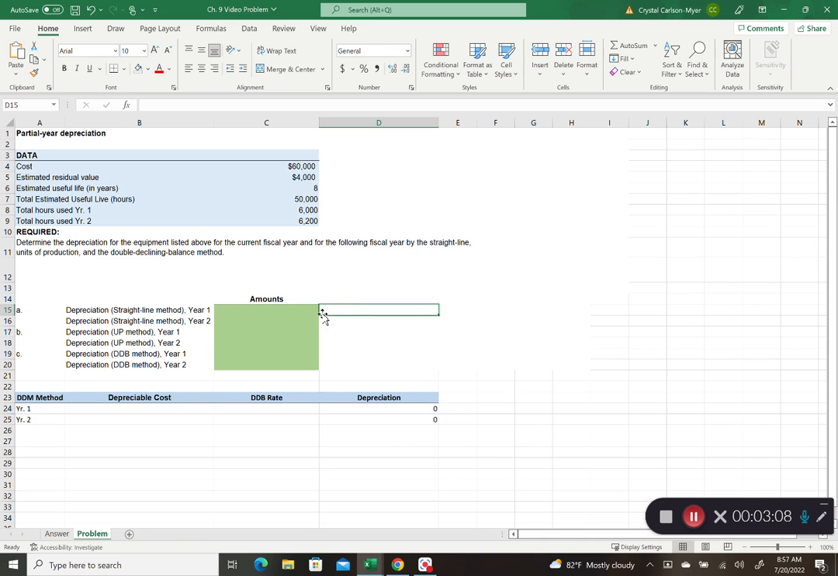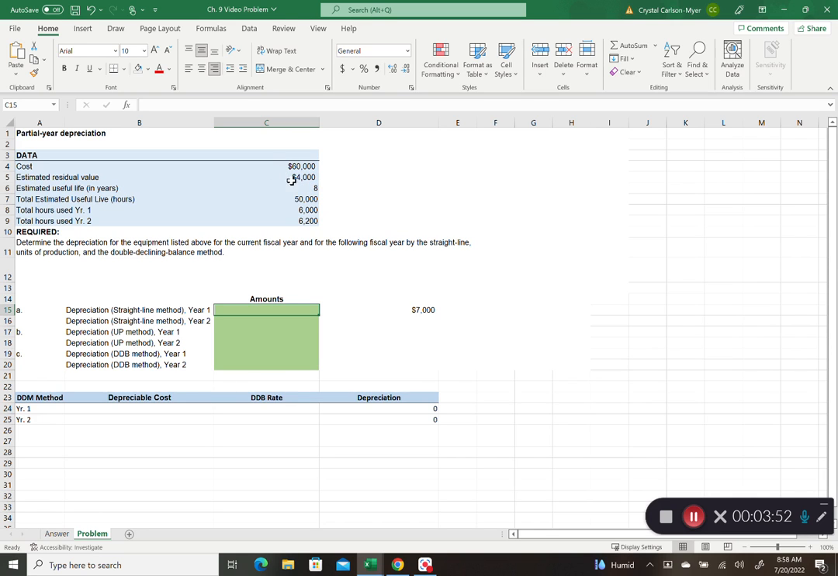For the straight line method, what you always want to do is take your cost, so let's put this in parentheses, take your cost, subtract out any residual or salvage value, and then divide that by the useful life. In this case, our cost was 60,000, residual value is 4,000, useful life is 8. So cost minus residual value divided by the useful life gives us $7,000. Because it's the straight line method, it's going to be the exact same for every single year. So at the end of the asset's useful life, at the end of 8 years, it's going to be worth the residual value, essentially $4,000, because 7,000 times 8 is 56,000.